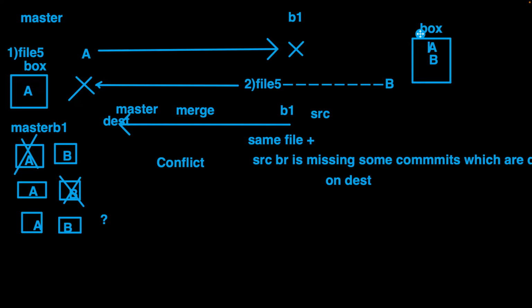Correct? Understood? Now say, for example, file 5: one developer is editing, and a second developer is also editing file 5. One person pushes that to master, then the second person is not taking the update that the first person made. So that is the scenario we are discussing.